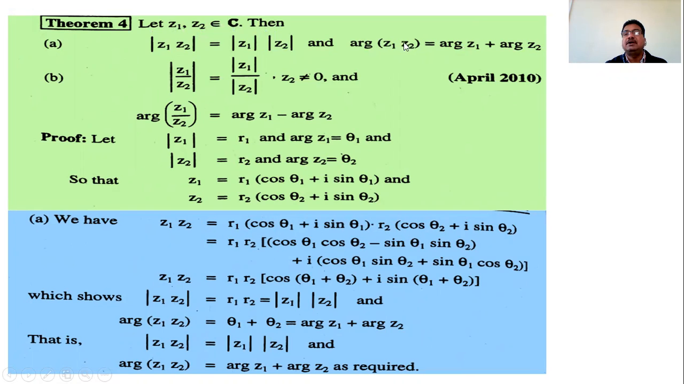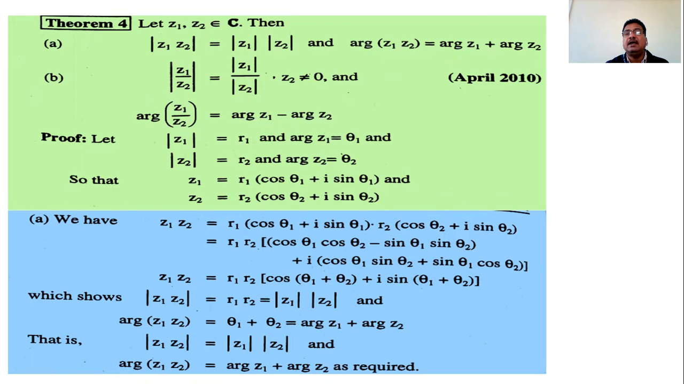So conversion of multiplication into addition, and mod Z1 by Z2 is mod Z1 divided by mod Z2, where Z2 is obviously not 0. And argument of Z1 by Z2 is what? Argument of Z1 minus argument of Z2. That is the conversion of division to subtraction and conversion of multiplication to addition. This argument behaves like a logarithmic function.